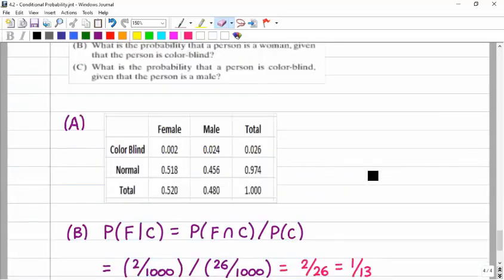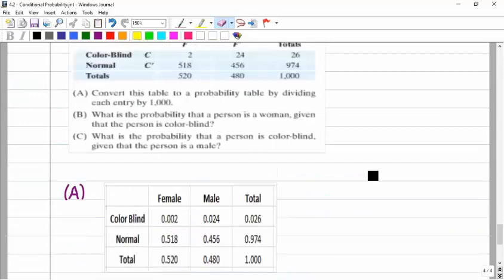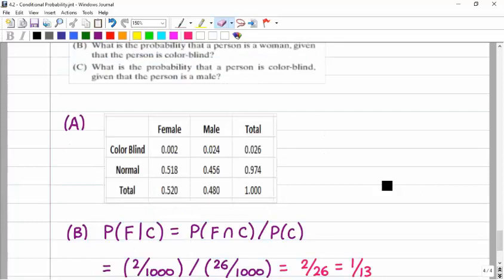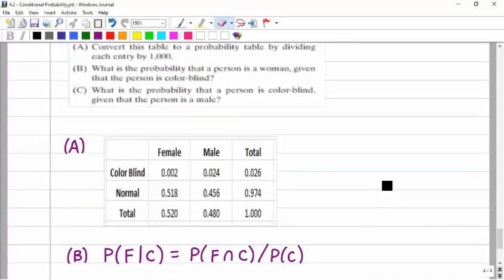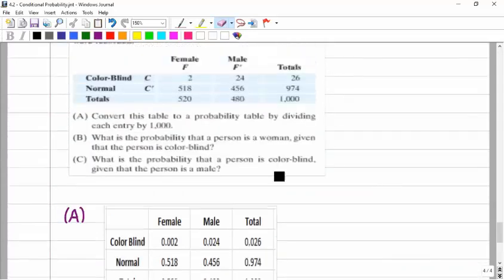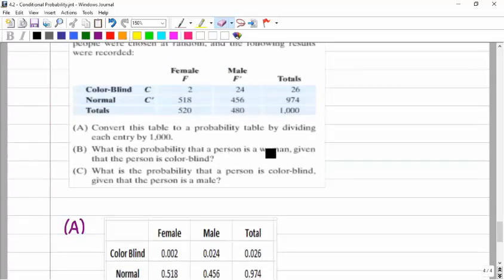All right, I'm going to show you this question from the formula. Then I'm going to sort of explain an intuitive way to do it, which you can say, no, that's too confusing, I don't like that. That'll be fine. As long as you can get it this straightforward way of the formula, that's fine. What is the probability that a person is a woman given that the person is colorblind?